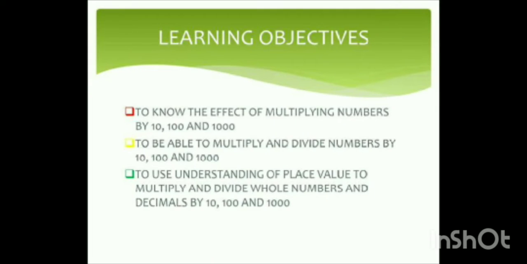Here are the learning objectives of multiplication of decimal numbers. To know the effect of multiplying numbers by 10, 100 and 1000. To be able to multiply and divide numbers by 10, 100 and 1000. To use understanding of place value to multiply and divide whole numbers and decimals by 10, 100 and 1000. In this video, we will see only about multiplication of decimal numbers.